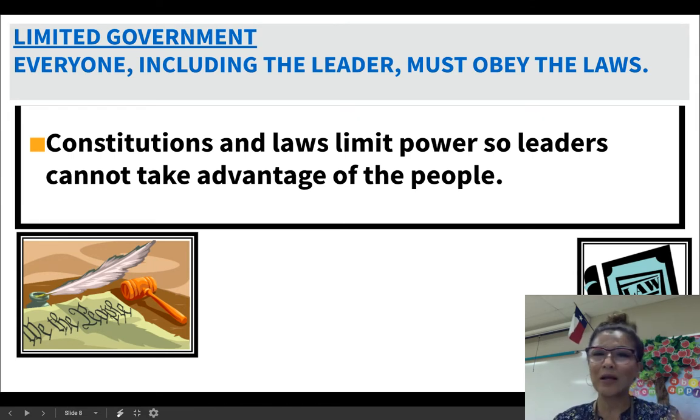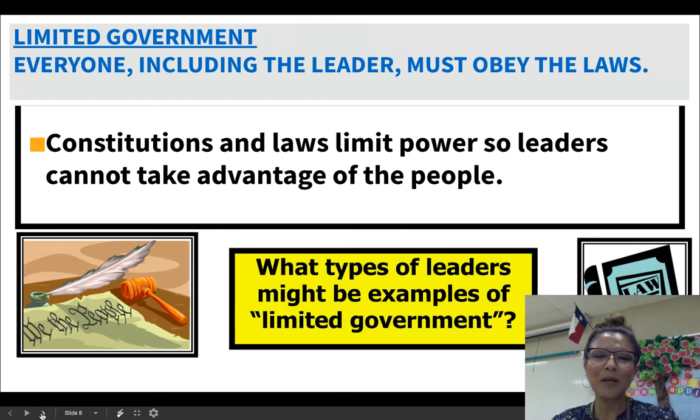So everyone, not just me, not just you, not just your parents, everyone in the United States has to obey the laws. That is part of an agreement that we have as being citizens of the United States. And we have this thing called the Constitution. And we're going to learn so much about this amazing document.